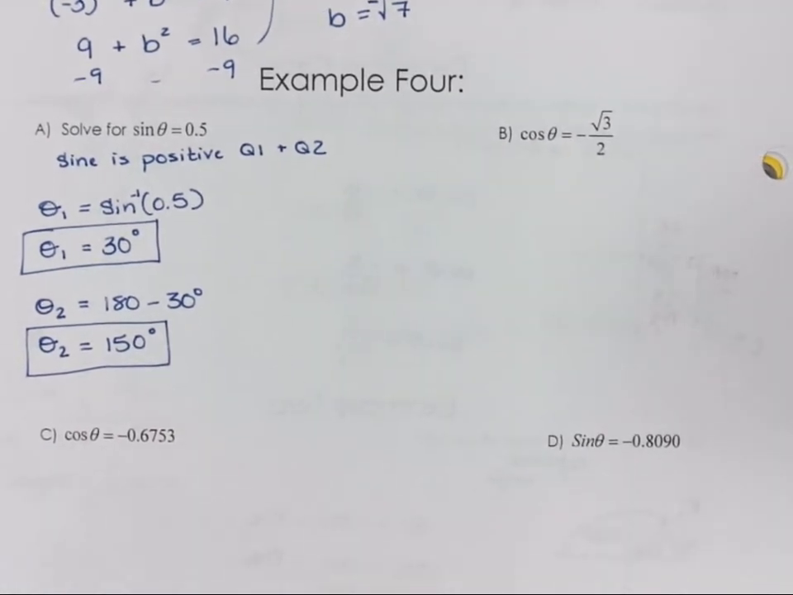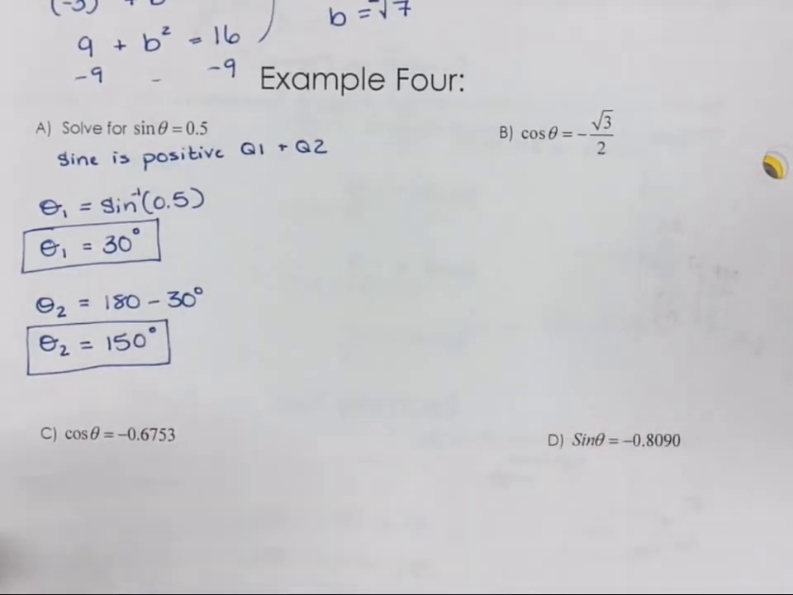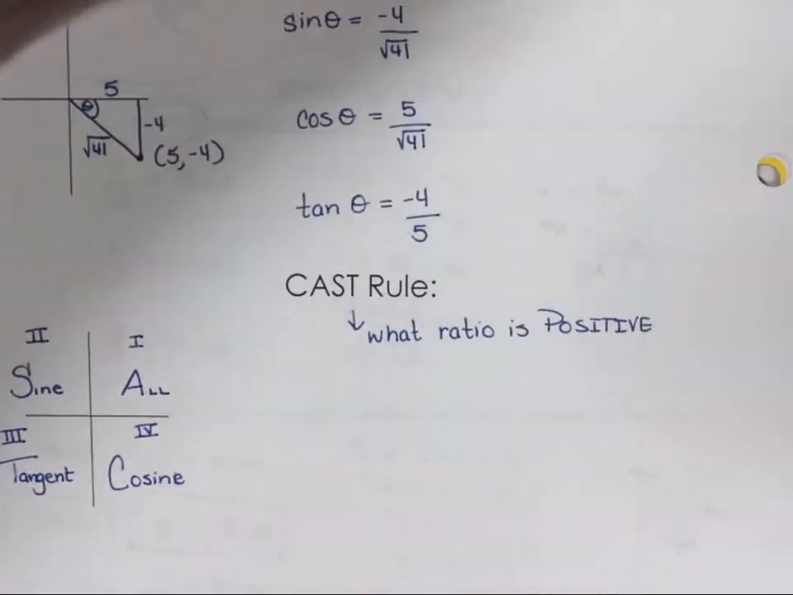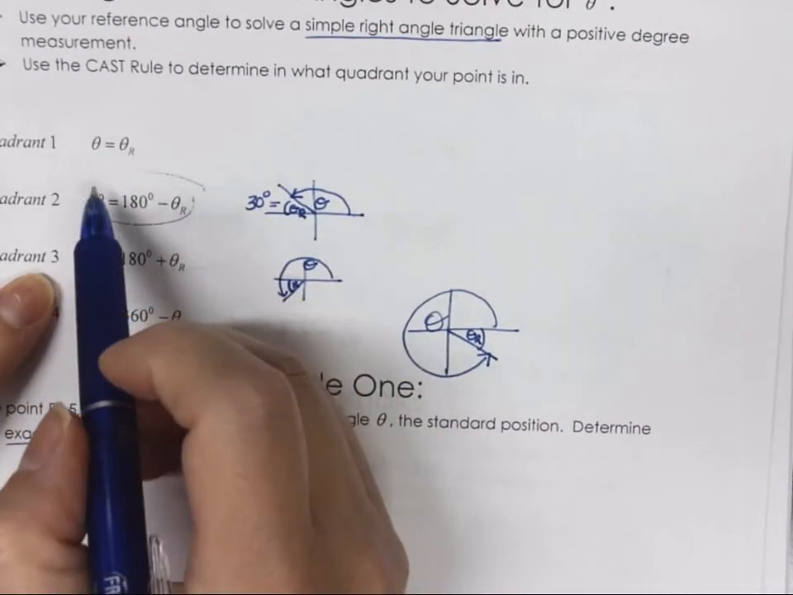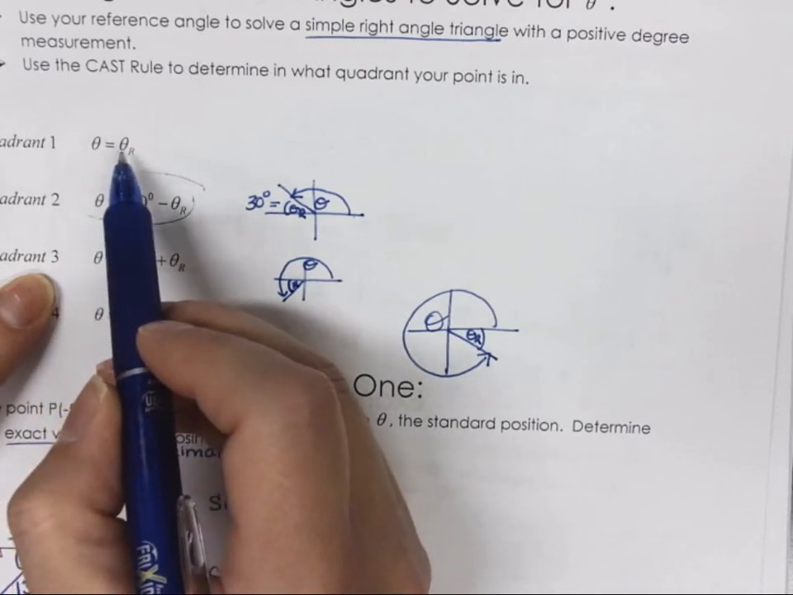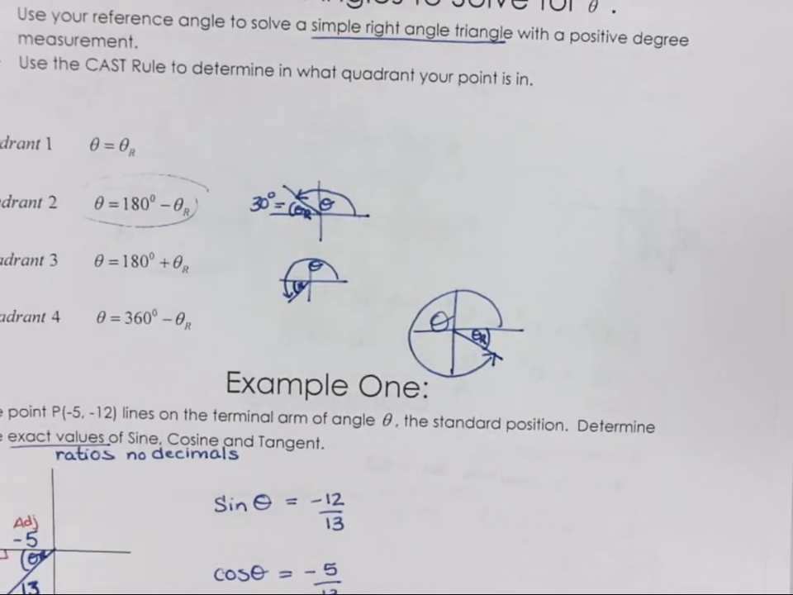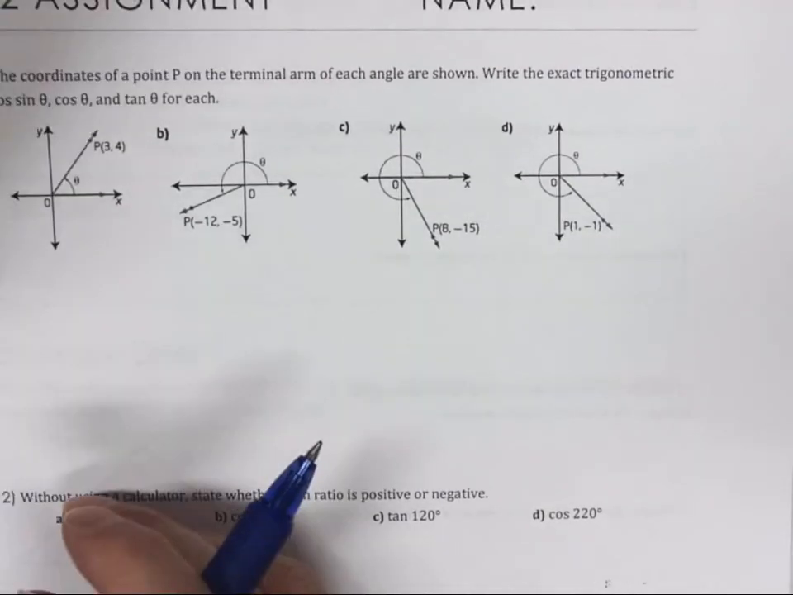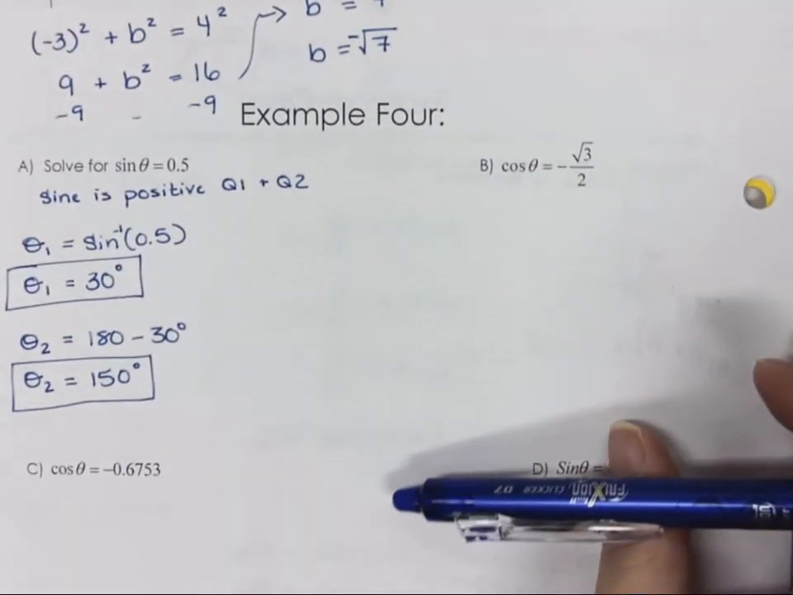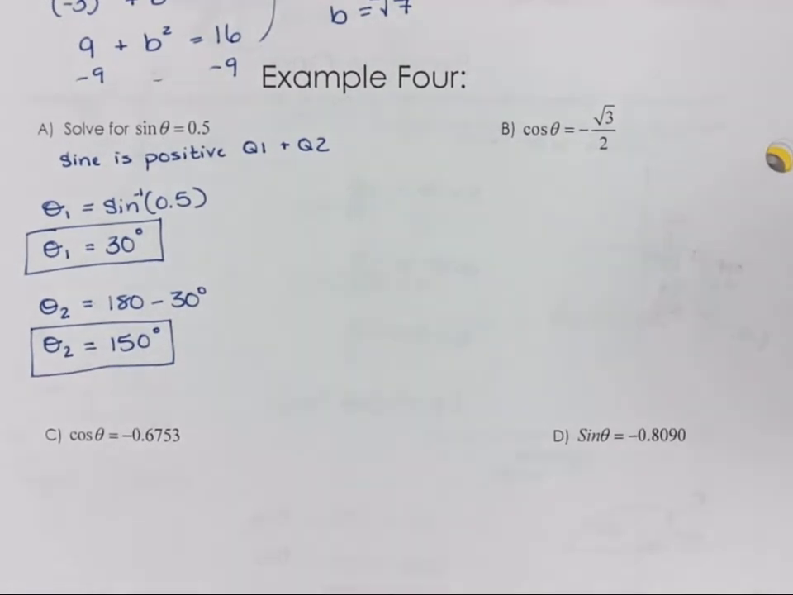So how do you know 30 is the reference angle? Let's go back to our rules. In quadrant 1, theta is equal to theta reference. So you're always solving for quadrant 1, and that is your reference angle. All right, this is exciting. Aren't you guys excited? You're learning so much new stuff. In any other quadrant, we solve for quadrant 1 first. Yeah, exactly.